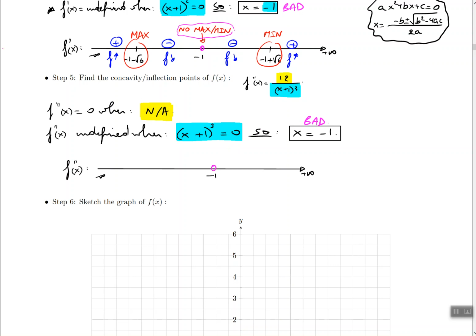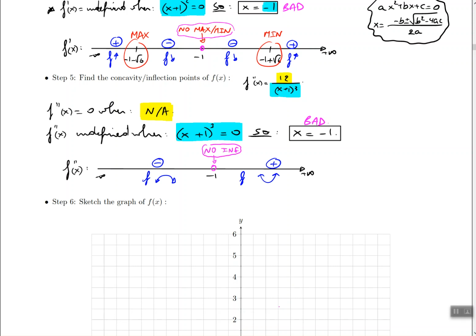And for this problem, the second derivative would look like this. Negative at first, then positive afterwards, which means the function is concave down at first, then concave up afterwards. And so, unfortunately, for -1, it's not going to be an inflection point because it was a bad value. So let me record that.